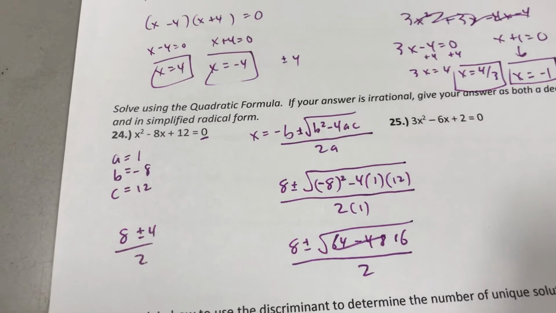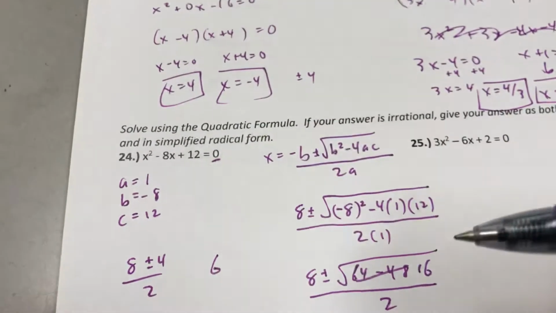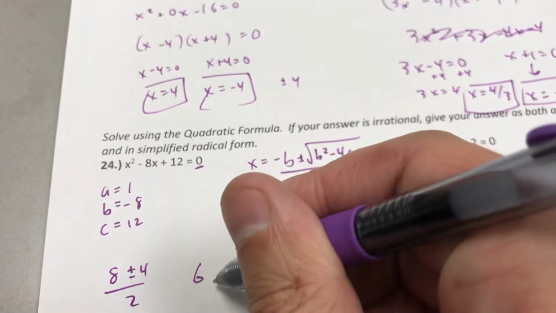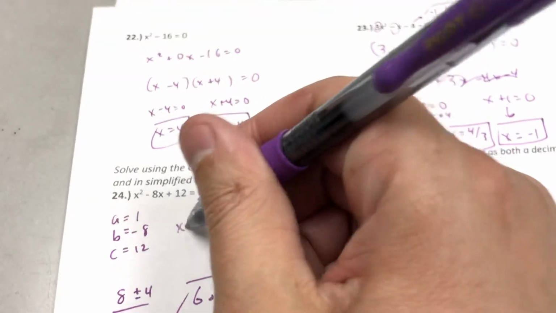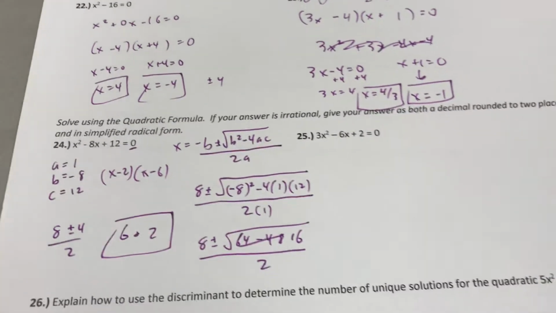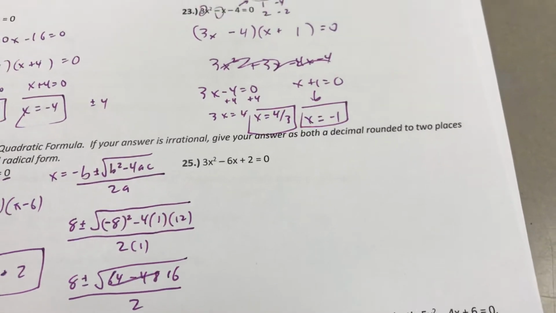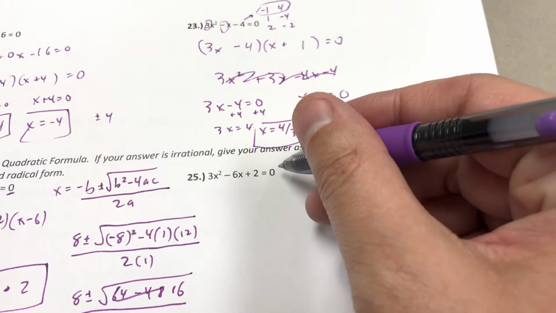So remember, you're going to get two answers. 8 plus 4 is 12. Divide by 2, you get 6. 8 minus 4 is 4. Divide by 2, you get 2. So 6 and 2 are the two answers. And I think if you factored that, that'd be the quantity x minus 2 times the quantity x minus 6, right? So you could have gotten it that way too. Factoring is much faster if the numbers are small. But not everything factors, okay? And this is probably one of those.